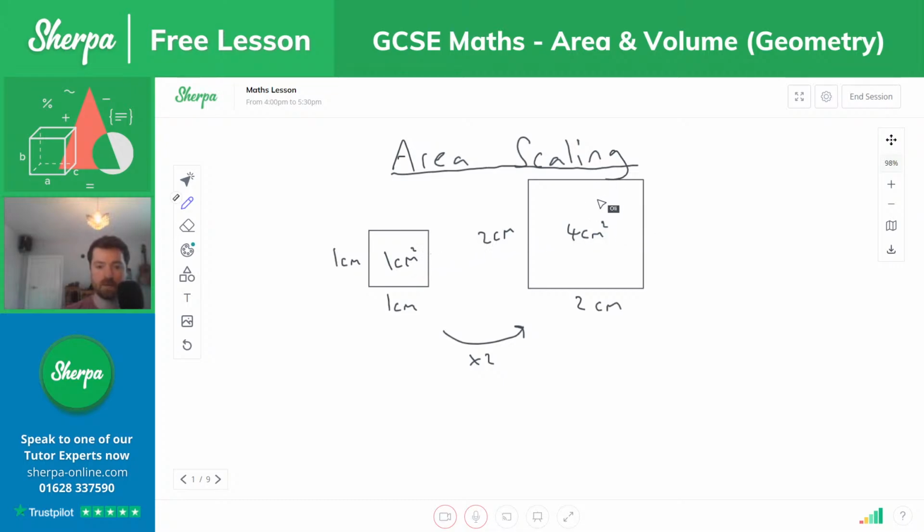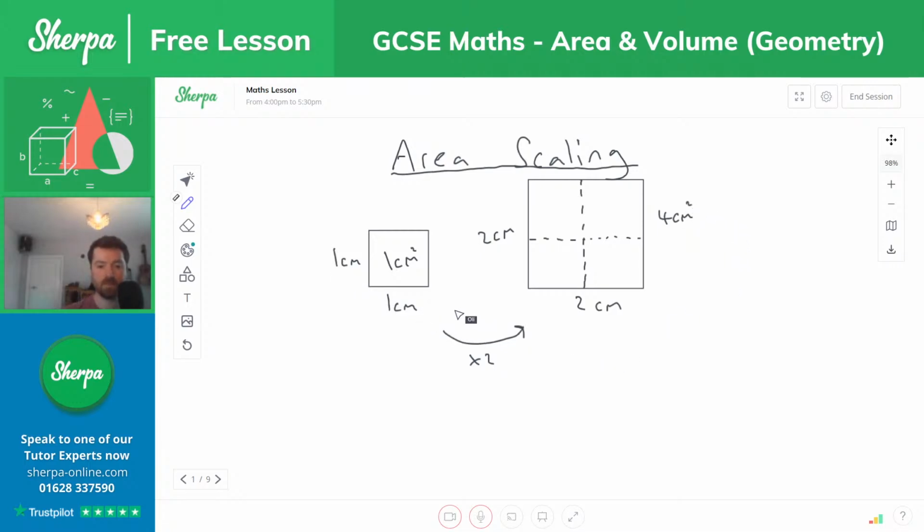Another way of intuitively understanding this is you could say, how many times can we fit this original square into this new square? If I get rid of this for now, to give myself some space inside here, we can fit it in 4 times, can't we? We can fit that original square into our new square 4 times. And so we get our 4 centimeters squared area.